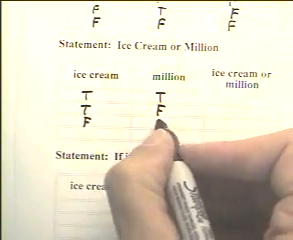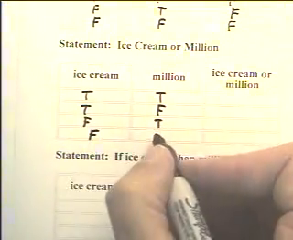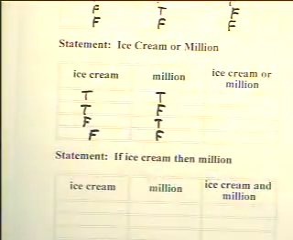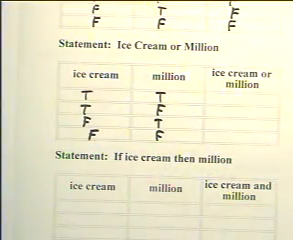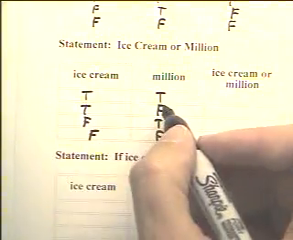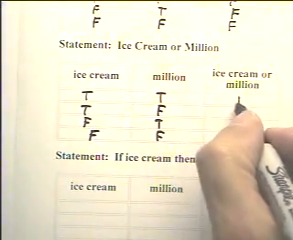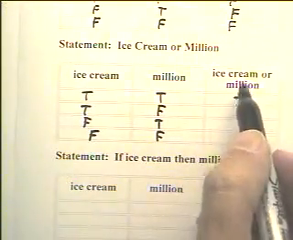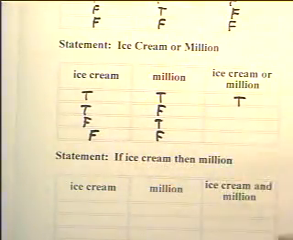We don't get the ice cream and do get the million, and we don't get the ice cream, we don't get the million. Those are our possible conditions on getting the ice cream and getting the $1 million. So, ice cream or $1 million: if the ice cream is true and the million is true, well, sure. All we got to do is get one of them and the statement's true. And if we get both of them, so much the better.